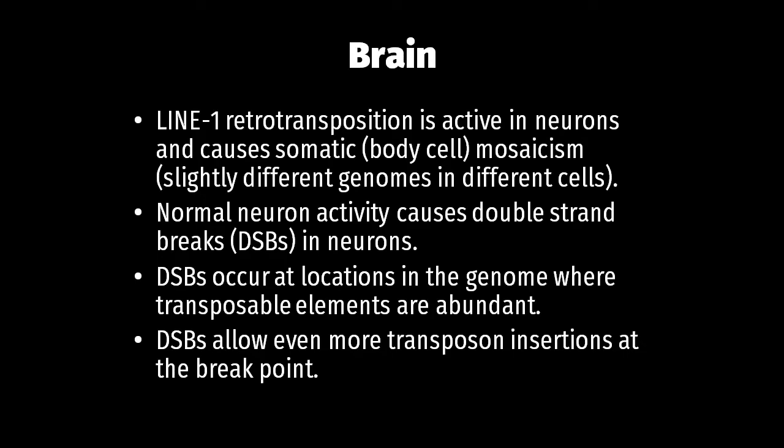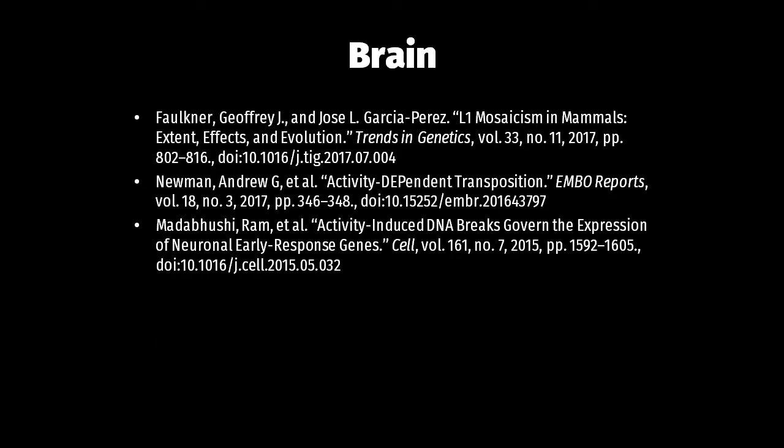Furthermore, normal neuron activity, thinking thoughts, causes double-strand breaks in the genome of neurons. These double-strand breaks occur at locations in the genome where transposable elements are abundant and allow even more transposon insertions at the breakpoint. These breaks change how brain circuits function and even change thought processes. Basically, transposable elements can alter our thoughts and behaviors.